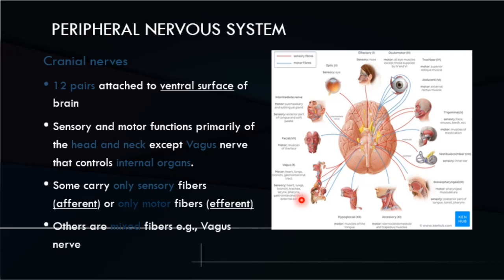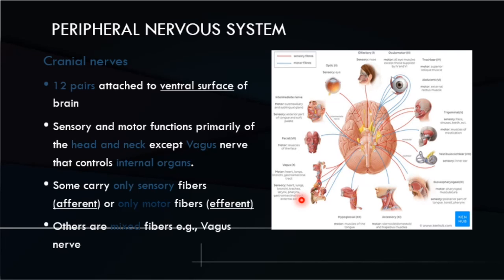So 12 pairs, they're attached to the ventral surface of the brain. That's obvious. Sensory and motor functions primarily of the head and neck, except for one of them, the vagus nerve, that controls the internal organs. Some of the cranial nerves only carry sensory information, and some of them only carry motor information, but there are ones that do both, just like the vagus nerve.